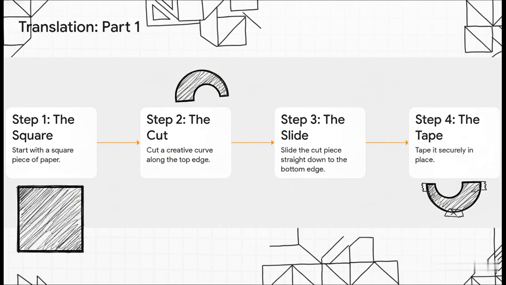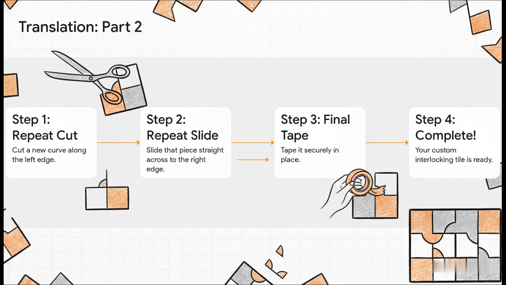So how do we actually do this? You start with a square. First, cut whatever cool, curvy shape you want out of that top edge. Now here's the key. You take that piece and you slide it. No flipping, no turning. Slide it straight down to the bottom edge and tape it there. And now, you just do that exact same thing again for the other 2 sides. Cut a new shape from the left edge, slide it straight across to the right edge, tape it down, and boom! Just like that, you've created your very own, totally custom, perfectly interlocking tile.